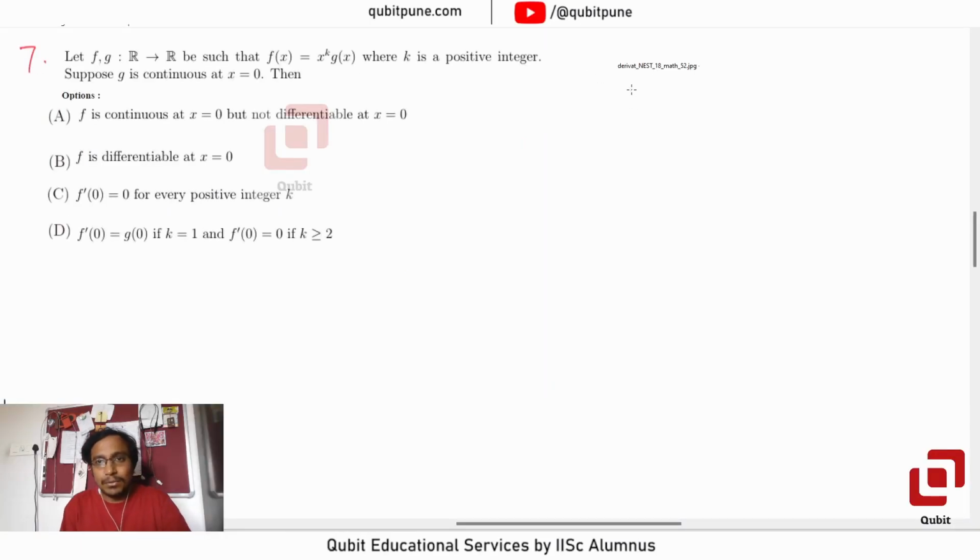This is from 2018. Let f and g from R to R be such that f of x is equal to x raised to k into g of x, where k is a positive integer. That means k is a natural number.